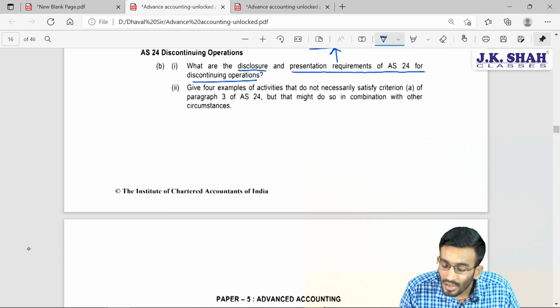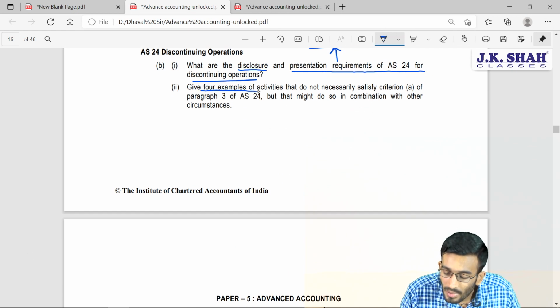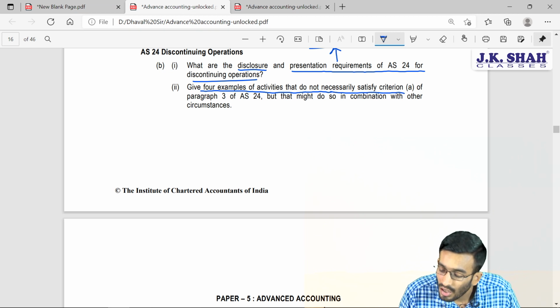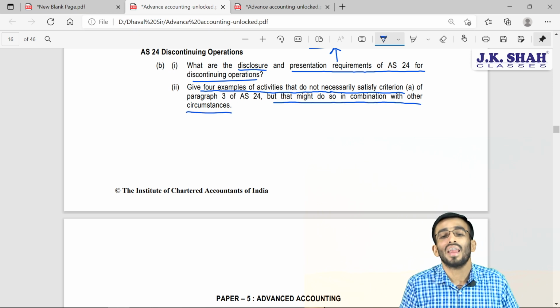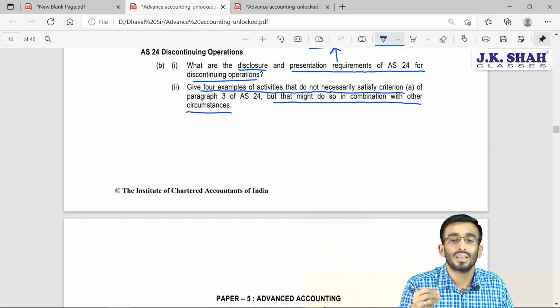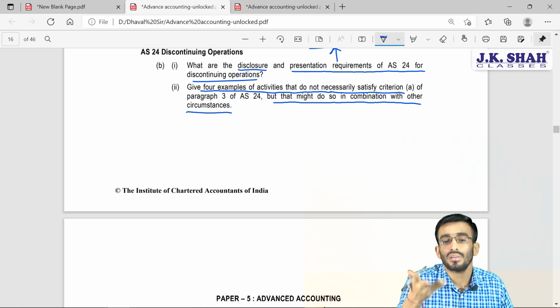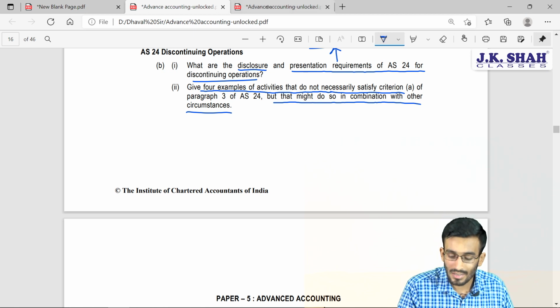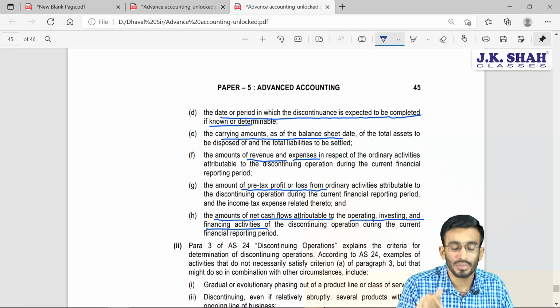Okay. Next, give 4 examples of activities that do not necessarily satisfy the criteria of AS24 paragraph 3, but that might do so in combination with other circumstances. So what they are saying is, what are the exceptions to discontinuing operation? Even though that particular transaction happened, or that particular situation arose, still that will not be considered as a discontinuing operation. There were 4 situations if you remember.